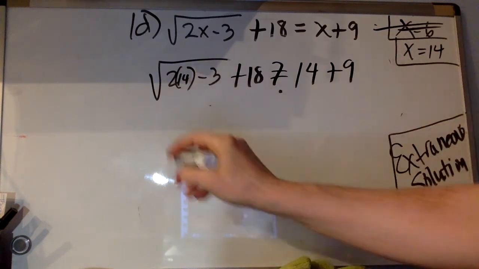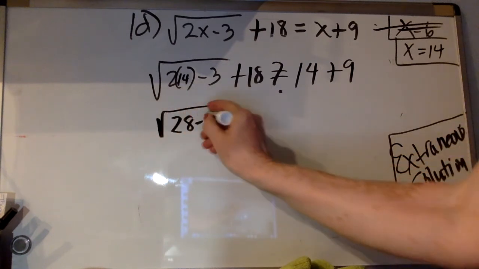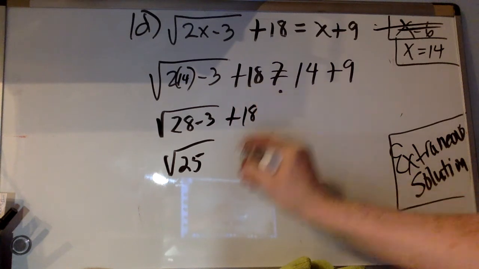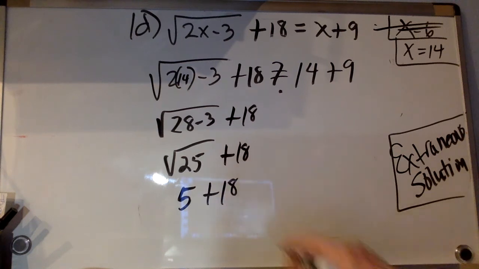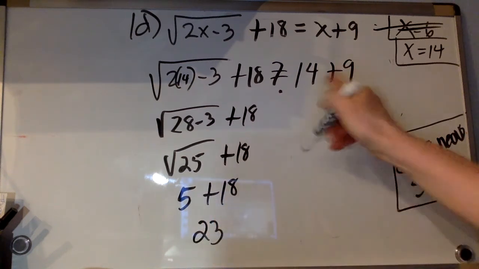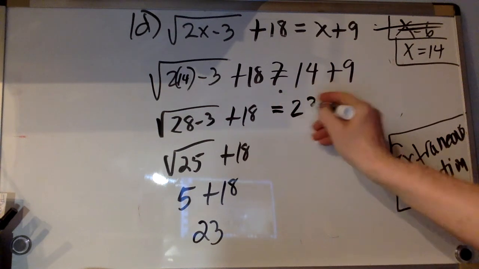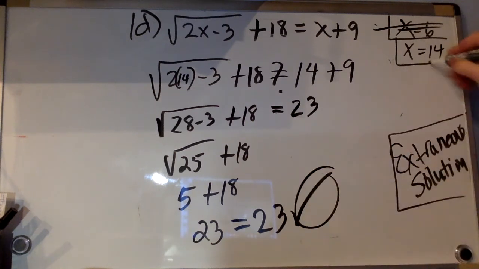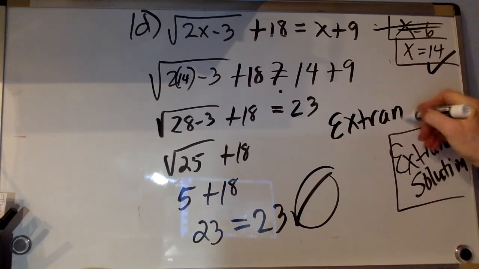Well, 2 times 14 is 28, and 28 minus 3 is 25. The square root of 25 is 5. I want to add 18 to that. So 5 plus 18. That's what I get on the left side, which is 23. Does that equal the same thing as 14 plus 9, which is 23? And it does. So 14 is a solution. That works. But x equals 6 is what we call an extraneous, let me spell that out, extraneous solution.